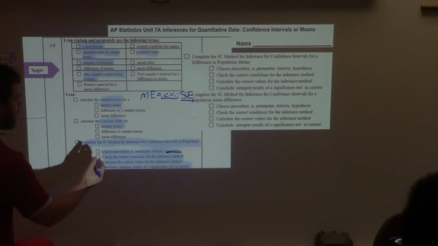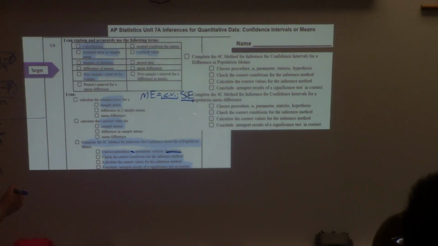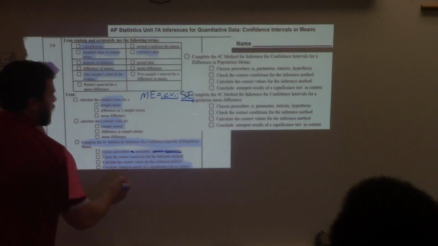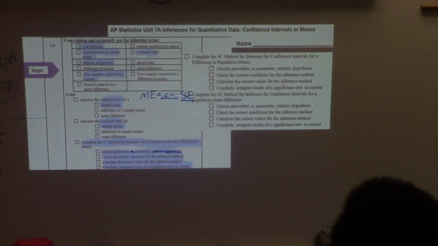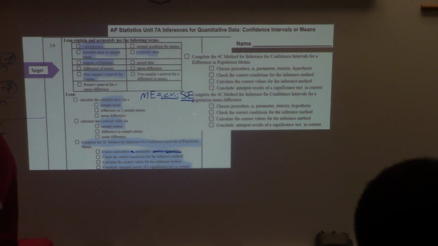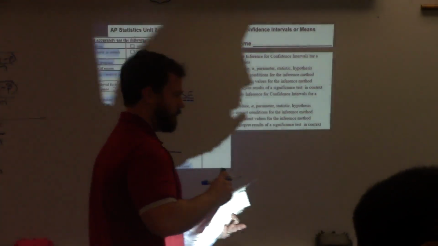And we don't need an alpha. Man, I made a major mistake. Okay, so just choose your procedure and the parameter. You don't need the other parts of that for an interval. Okay. Oh yeah, thank you. I asked y'all to pass those forward and I didn't collect them. Thank you.